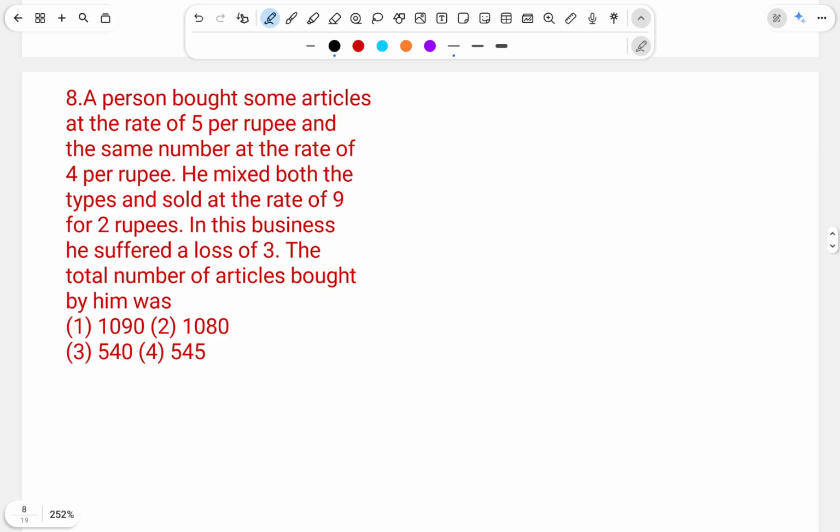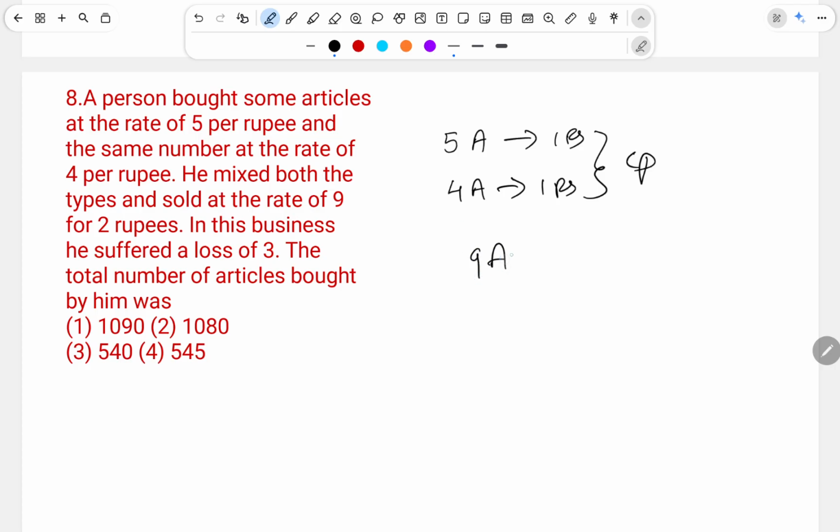A person bought some articles at the rate of 5 articles per rupee, and the same number at 4 articles per rupee. He mixed them, this is CP, and sold them at 9 articles for 2 rupees. In this business, he suffered a loss of 3. The total number of articles bought by him was, as I told, take the LCM. 5, 4 and 9.